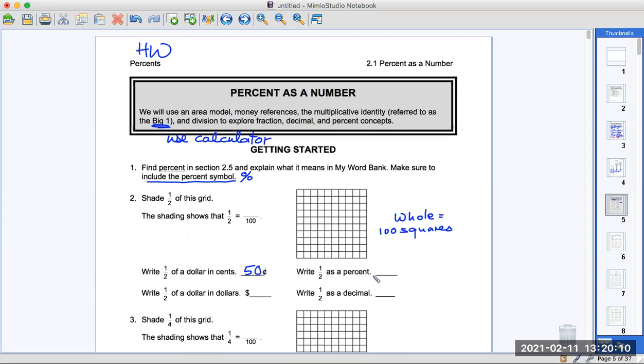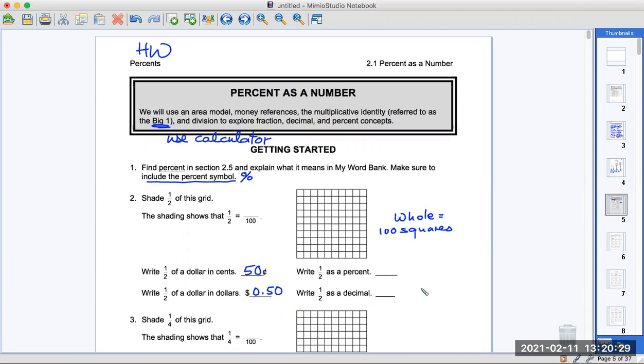Write 1/2 as a percent. 1/2 out of 100. Think about it. Write 1/2 of a dollar in dollars. That's this one. Okay, so if you have a dollar sign here, you write it like that. If you have the cent sign, you write it like that.